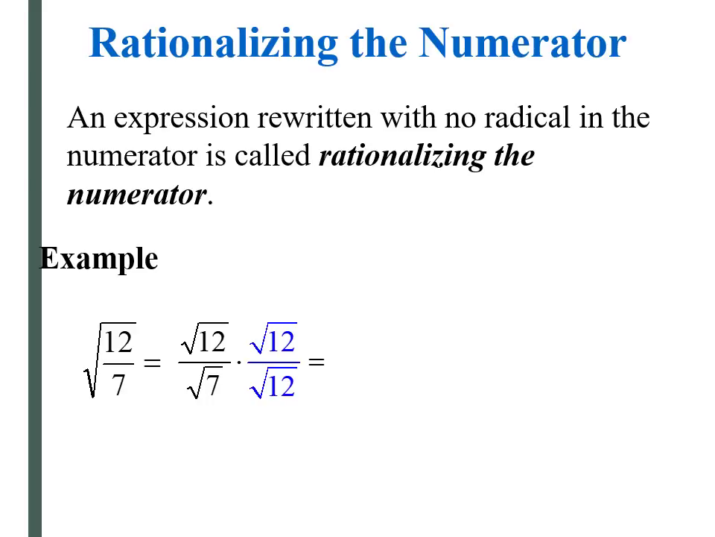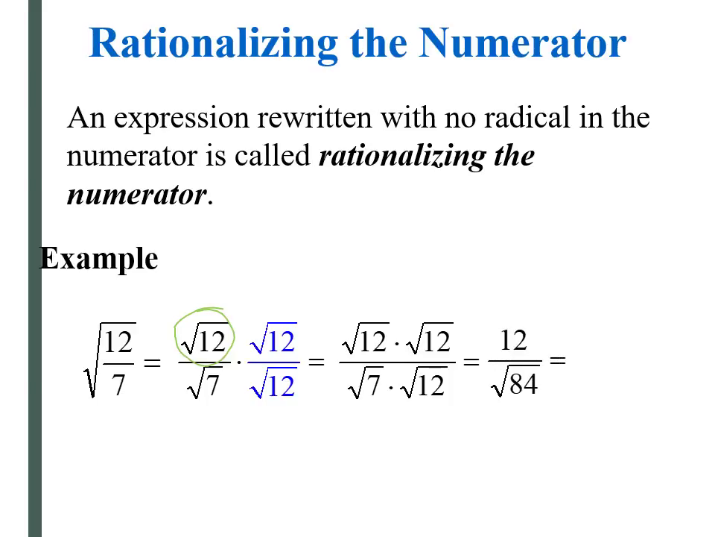expression into square root of 12 divided by square root of 7. My numerator this time is where I'm focused, so I have square root of 12. So I'm going to multiply the numerator and the denominator by the square root of 12. That gives me the square root of 12 times the square root of 12 over square root of 7 times the square root of 12. I'm left with 12 over the square root of 84.